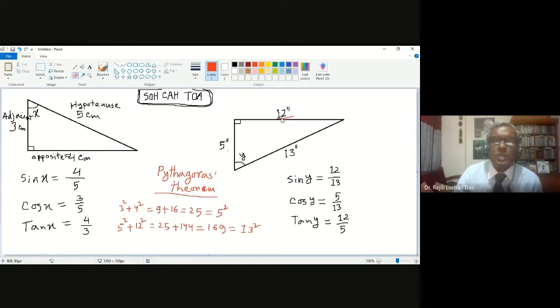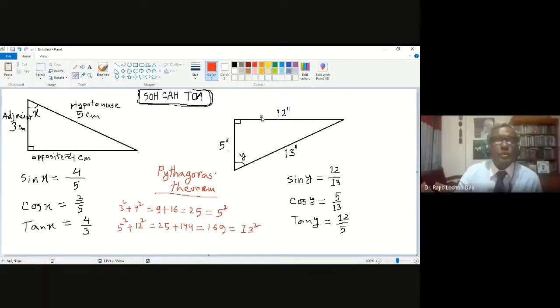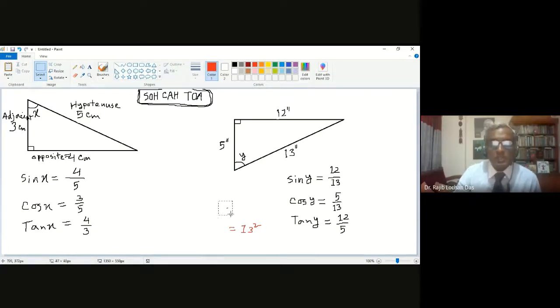Do you understand my point? Yes, sir. So in the exam, if I give you two sides, then you will find the other side if it is not given and it is necessary.